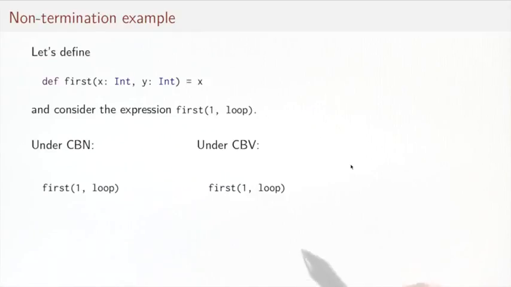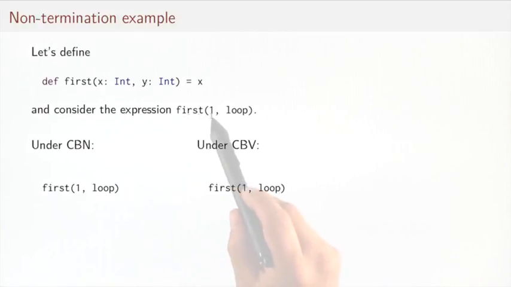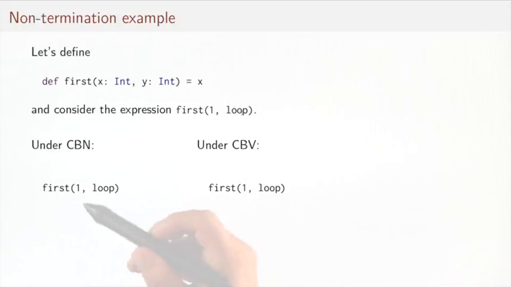We define a function first that takes simply two parameters, x and y, and returns the first one, x, so it forgets about y. And then we consider the expression first of 1 and loop, so we pass a non-terminating computation into the second parameter. Under call by name, what will happen? Well, call by name will reduce the first expression without reducing the arguments, so it would just yield 1 in a single step, the first argument, and the evaluation would stop in a value, obviously.